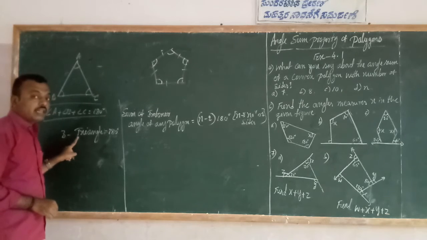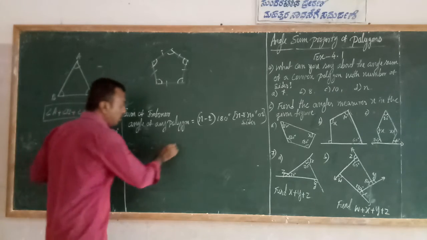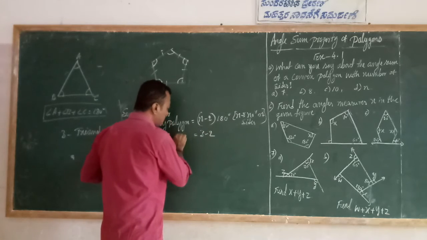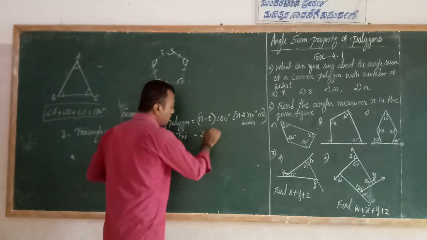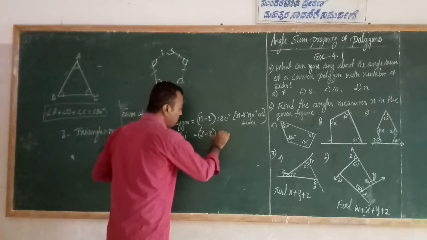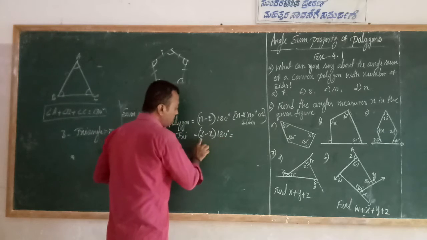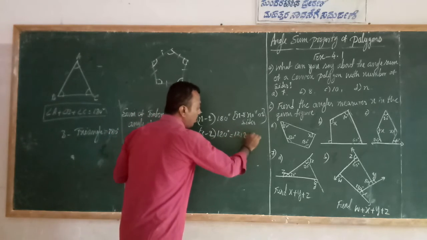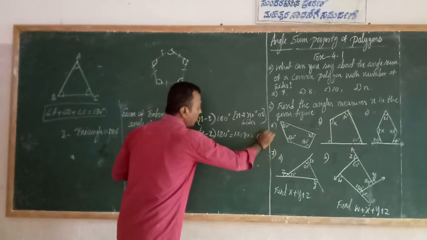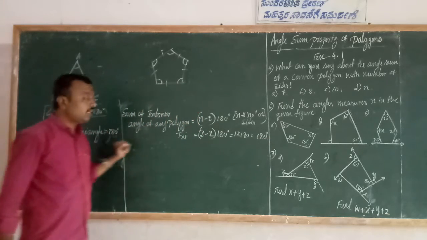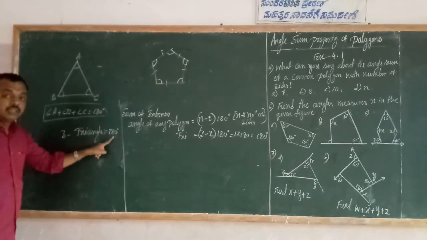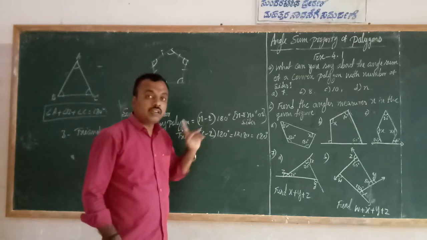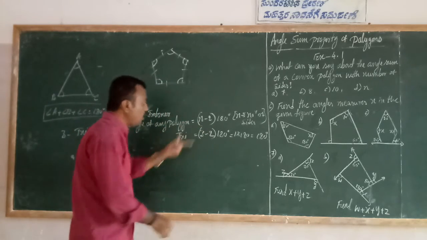How many sides in the triangle? n is equal to 3. Therefore, (3 minus 2) into 180. 3 minus 2 is nothing but 1. So 1 into 180 becomes 180 degrees. Is it right? The angle sum property of a triangle is how much? 180 degrees. Like that, quadrilateral. How much did I say? 360 degrees. Can you apply this formula?